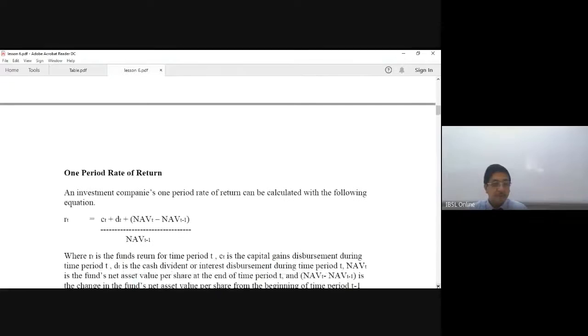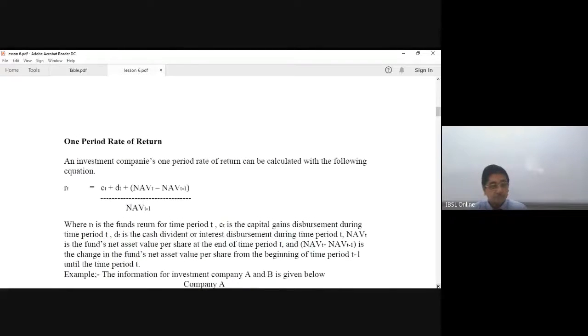Then we go to one period rate of return. Now, of course, this one period rate of return comes together with net asset value, because we compare the net asset value for a time period. Now, we have to have the net asset value at the start of the time period and at the end of the time period. We have a normal assumption that net asset value has increased over the period. With that assumption, we have this formula.